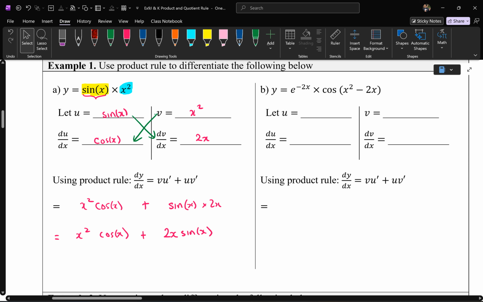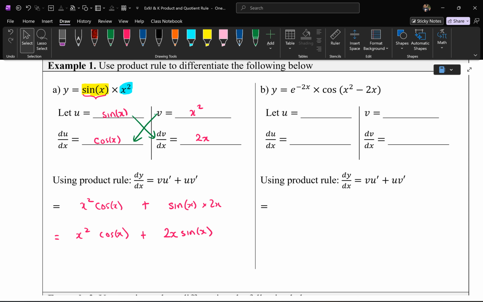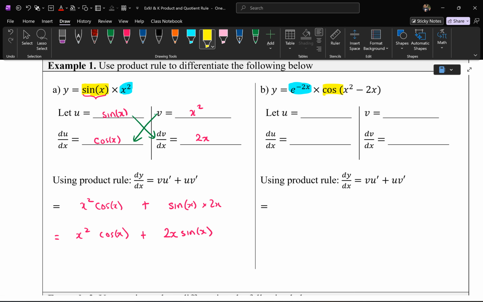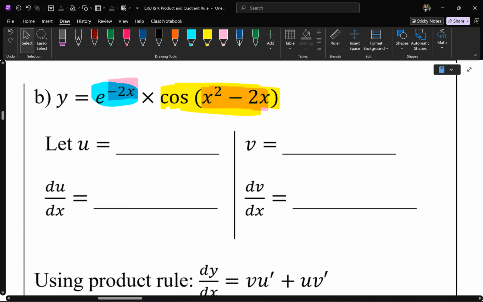The next one, I have incorporated a bit of chain rule for both of them, actually. So again, it's a product rule because we've got e to the negative 2x, that's an exponential, multiplied to a cosine function. But within the cosine function, I also have a quadratic. So that's a chain rule. Technically, even inside the exponential, there is a linear, so that's a chain rule as well. Okay. Let's see if you guys can do this quickly now.